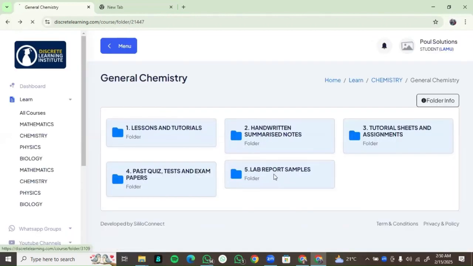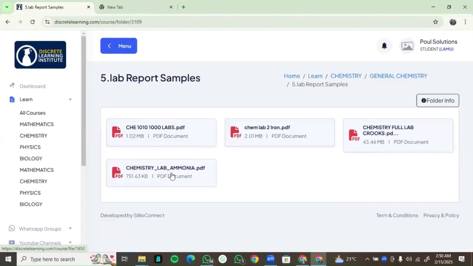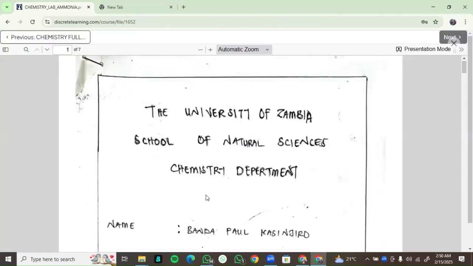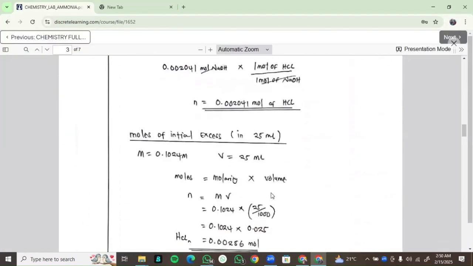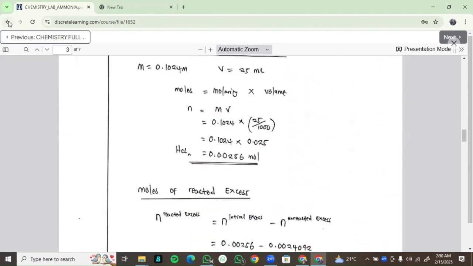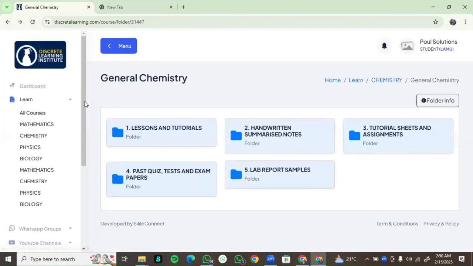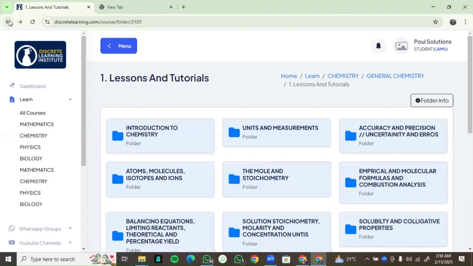If you want, you can check out some lab report samples here. We have some of them. You click on the lab for ammonia, you're going to find the lab sample like that. This was on back titration. So that's basically how you can use this website to find whatever you're looking for.